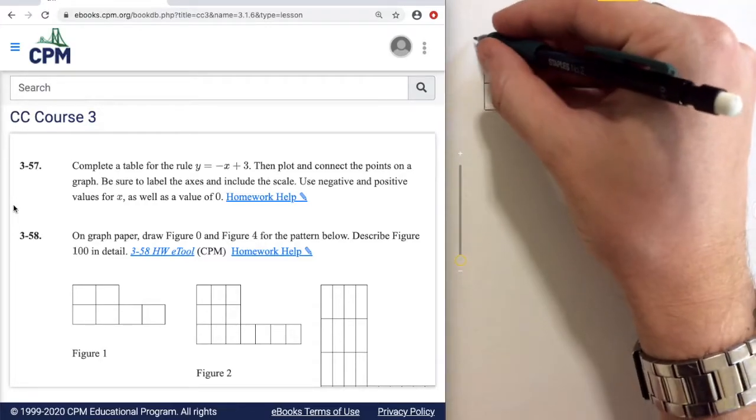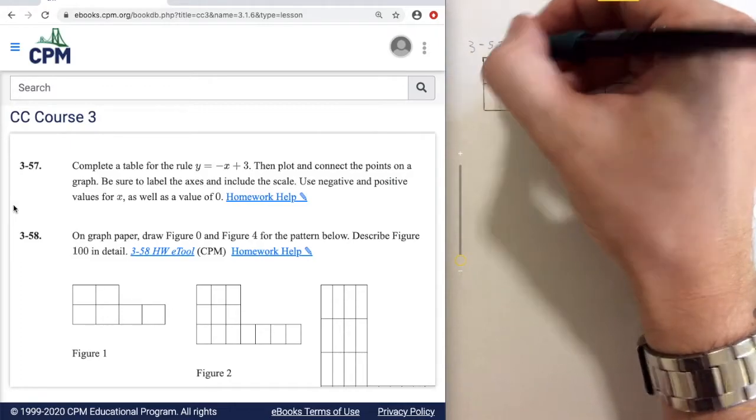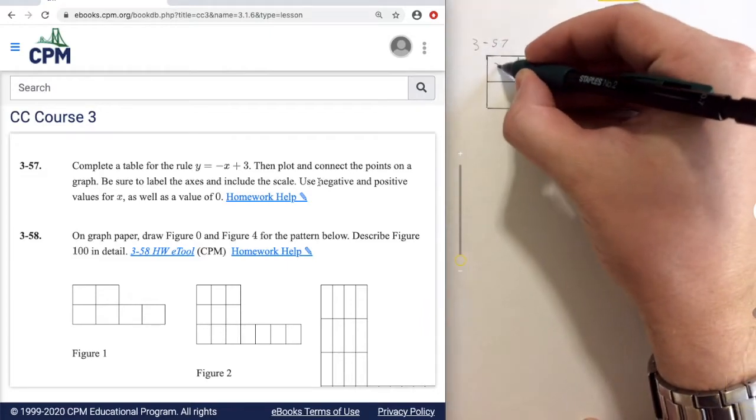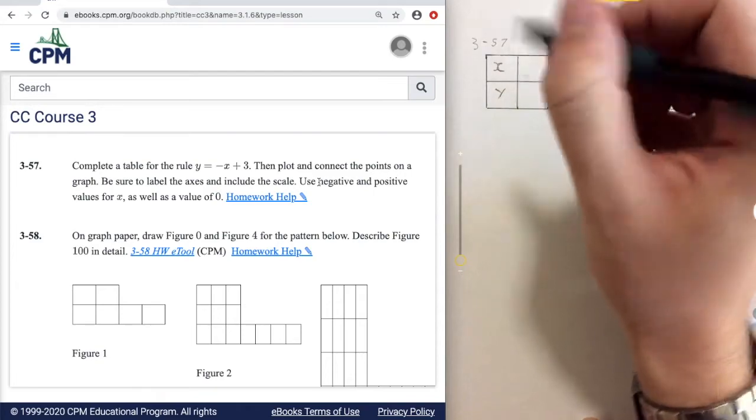3-57. I've already drawn a little table to fill in. I'll write the number. So we want to fill in this xy table for y equals negative x plus 3. And then we want to plot those points on a graph, label, have a scale. We'll have the top row of this table be for x, and the bottom will be for y.